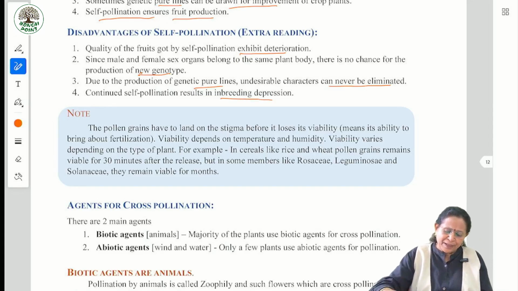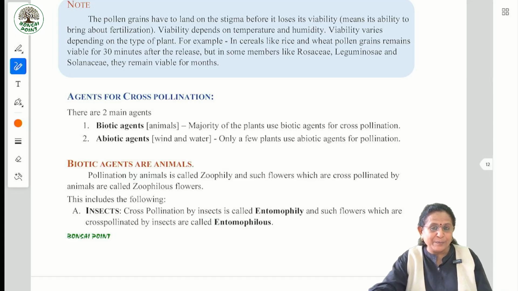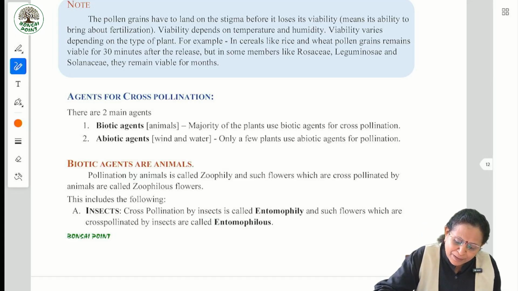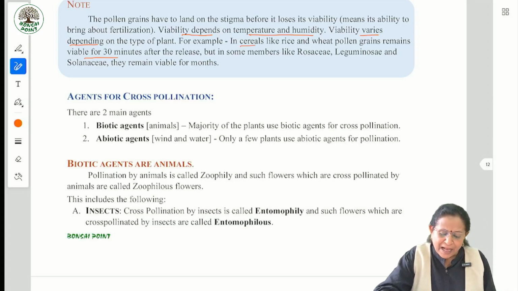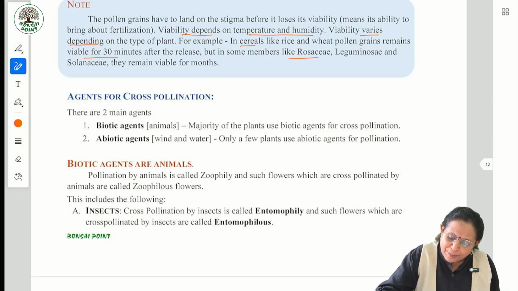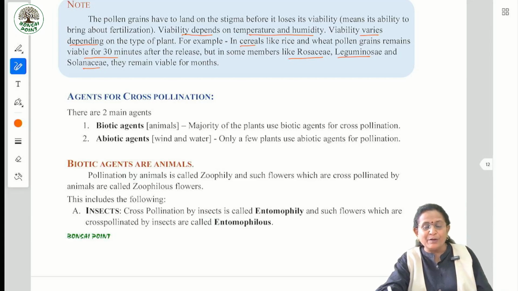The pollen grains have to land on the stigma before they lose their viability. Viability means the capacity to bring about fertilization. But the viability of the pollen grain depends on temperature and humidity. In cereals like rice and wheat, pollen grains remain viable for 30 minutes after release, but in some members like Rosaceae, Leguminosae and Solanaceae, they remain viable for months together.